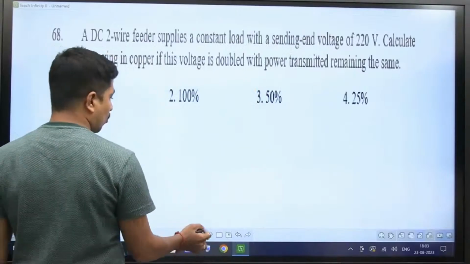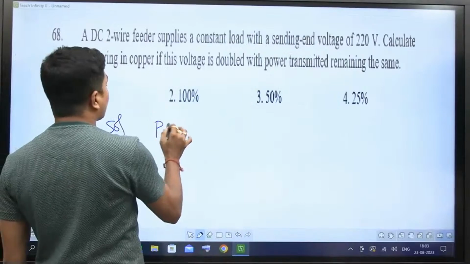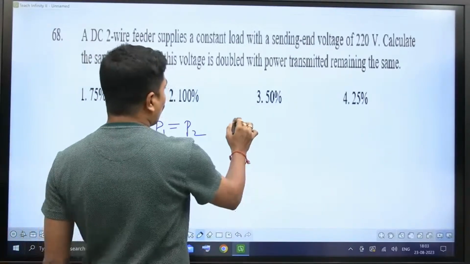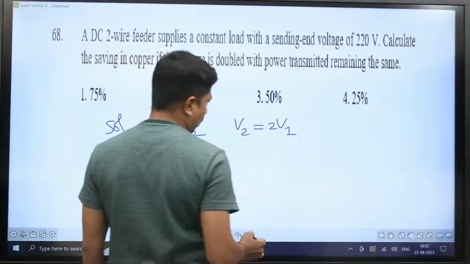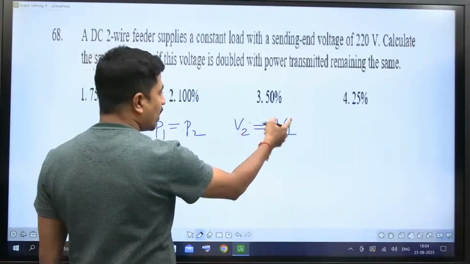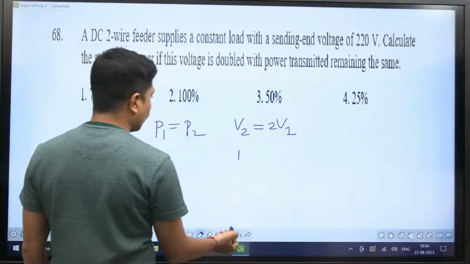Okay, this is a good question to do. I'm solving it. He is saying that power is constant, P1 is equal to P2. But he said that voltage is doubled, so V2 is equal to 2 times V1. Now, if voltage is doubled, then obviously current is halved. Why is current halved? I'll tell you why.